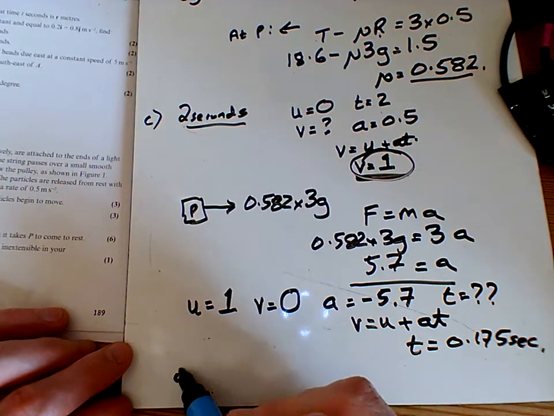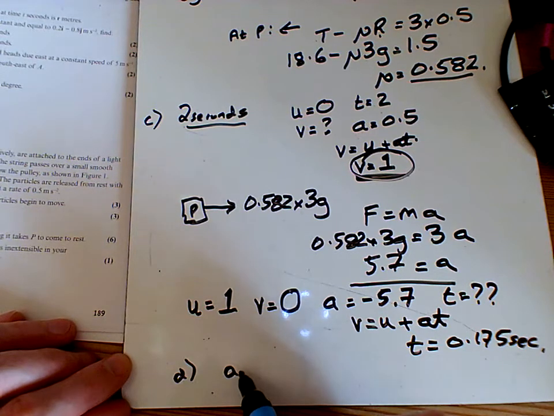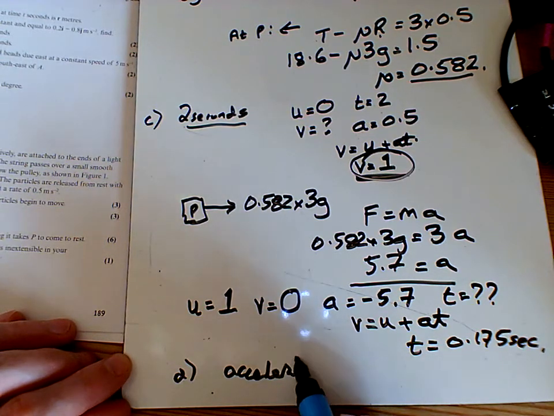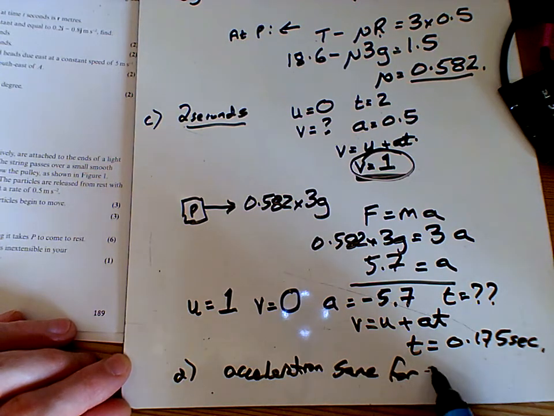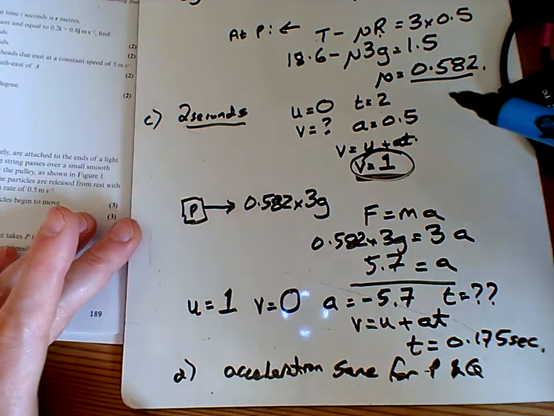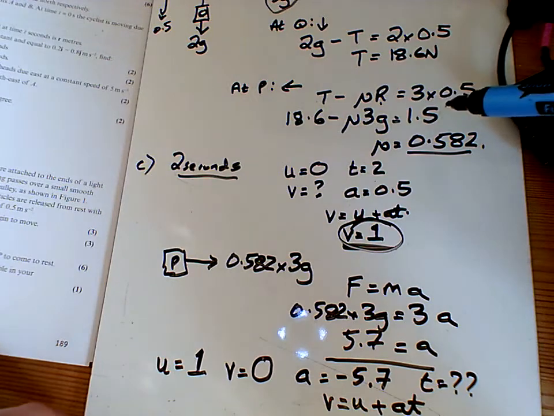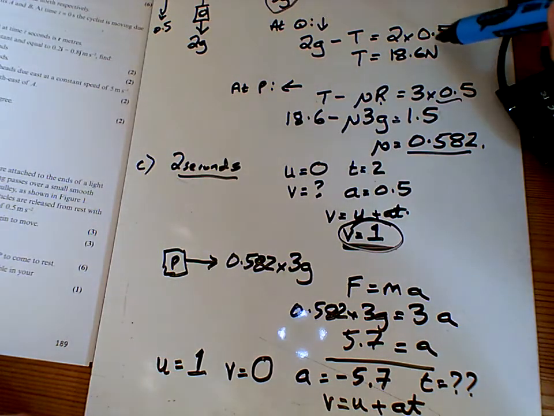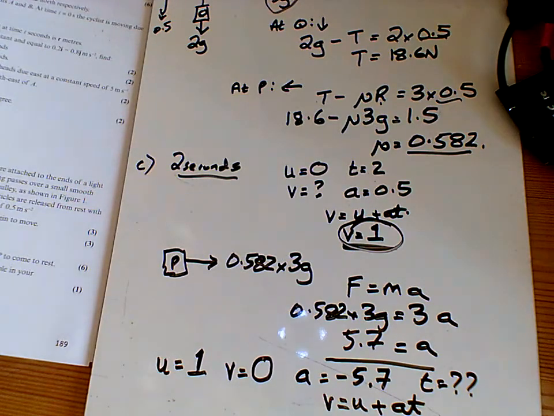The last bit says it was inextensible. If it's inextensible, that means the acceleration in both parts are the same. At the very beginning, we used that the acceleration was going to be the same in both of these two. Yeah, look, we used the acceleration there and there. We could only do that because that was connected with an inextensible piece of string.